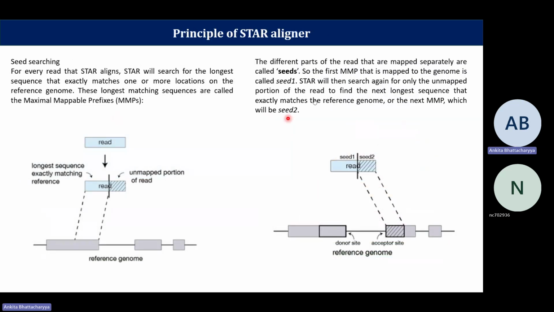So keep in mind, this is the job of the tool. You do not get to see any of these steps. It's just something that's happening while your program is running in the background. This is how the tool is doing its job. So for every read that the STAR aligner is able to align, what will it do first? It will first search for the longest sequence that matches exactly one or more locations on the reference genome.